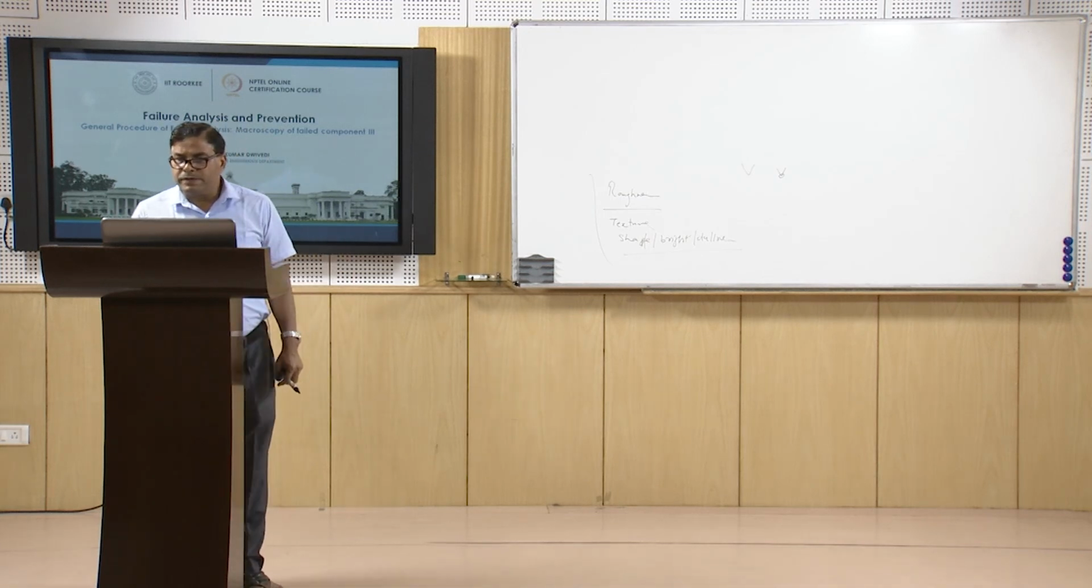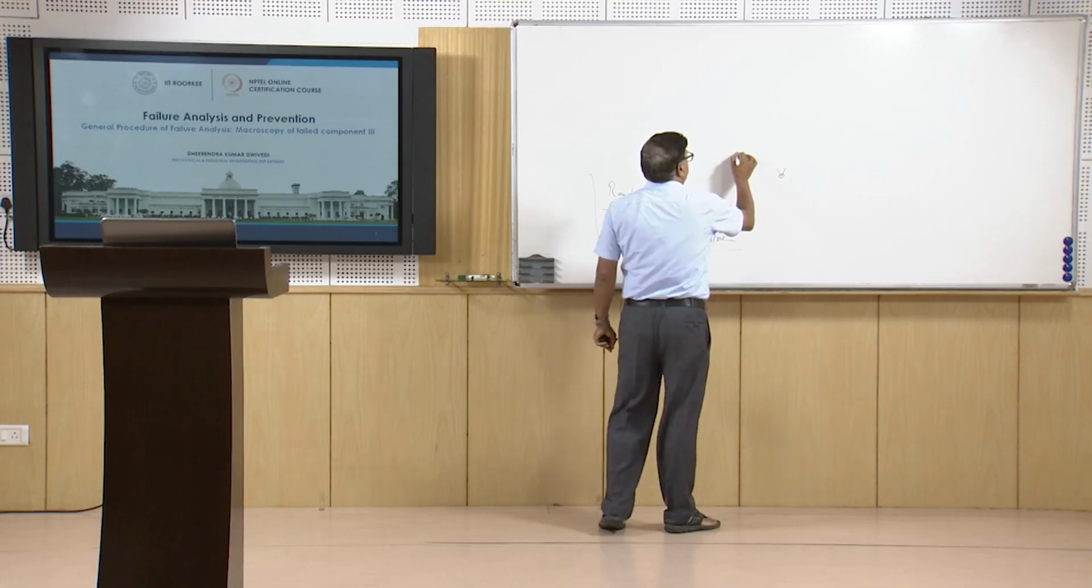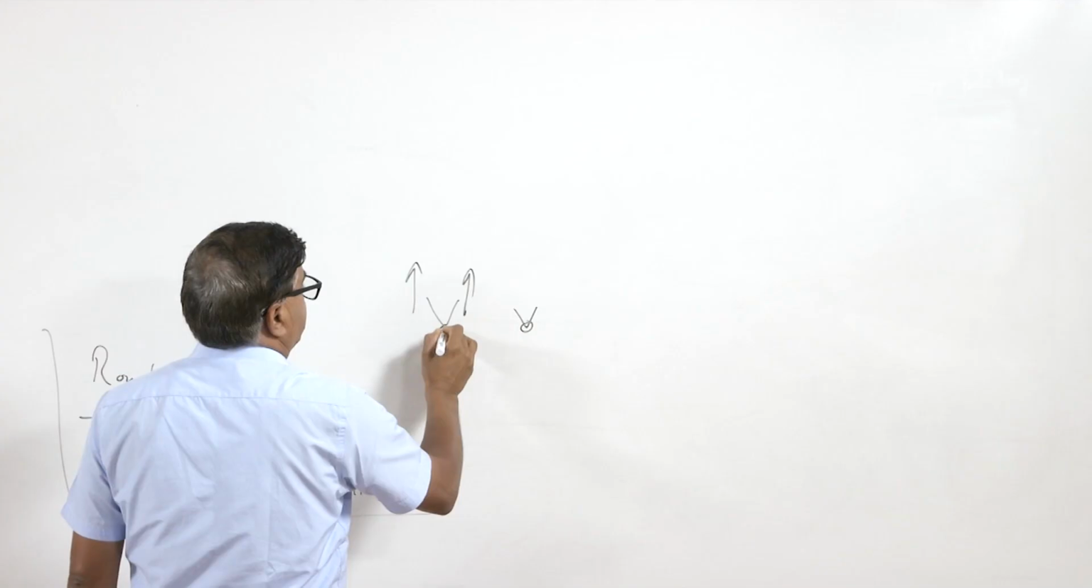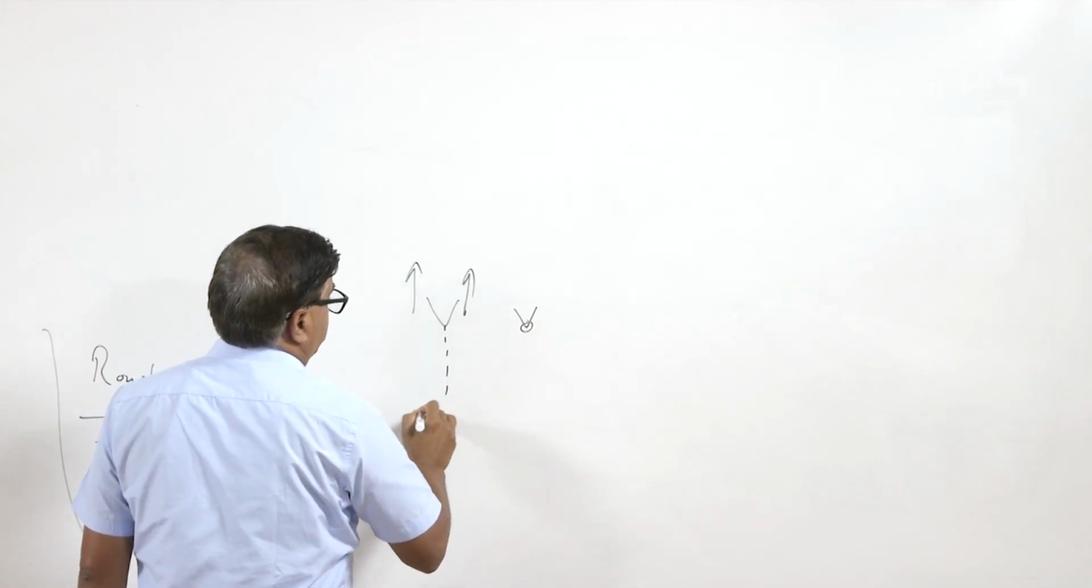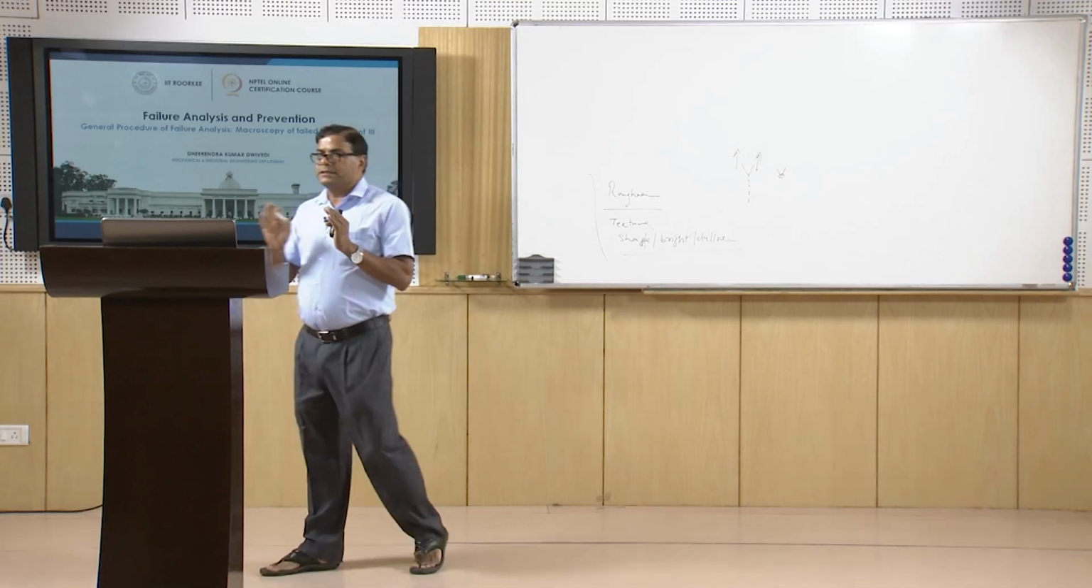So, here if we see all these, the tips are pointing towards the direction from where the crack has initiated, and the growth direction is opposite to this one. So, here the growth direction will be this one, and this will be indicating the direction from where it has initiated. So, these are the general conventions.